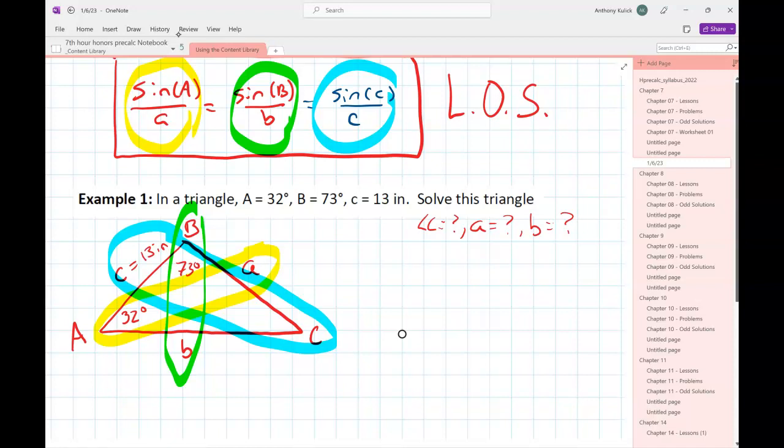I can find C right away, right? So that's absolutely right. That's the first thing I would need to do, is find angle C. And I can do that because I know there's 180 degrees in a triangle. I can find the value for C by just subtracting 32 and 73 from 180. Was that minus 105? So that should be 75 degrees then.